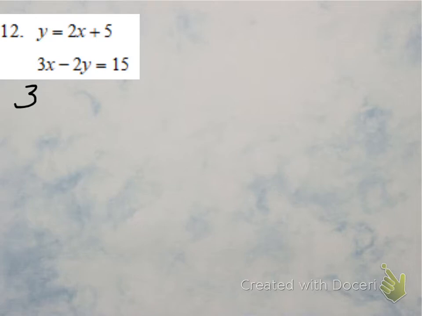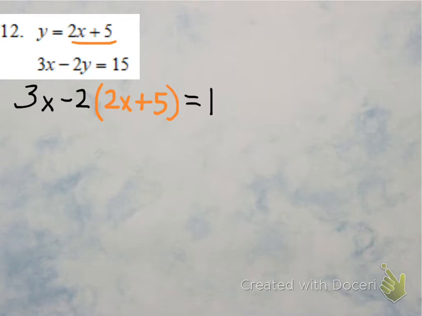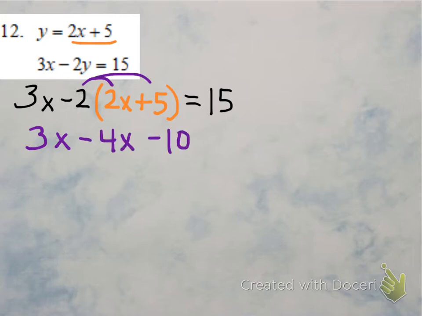All right, on 12, y is already by itself, so we're ready to substitute in. We're going to replace y with 2x plus 5. To get rid of our parentheses, we'll distribute this. Make sure you keep the minus with the 2 as you do that. So you can think of that as negative 2 times 2x, negative 4x. Negative 2 times 5 is negative 10. Combine those like terms, we get negative 1x, or just negative x.